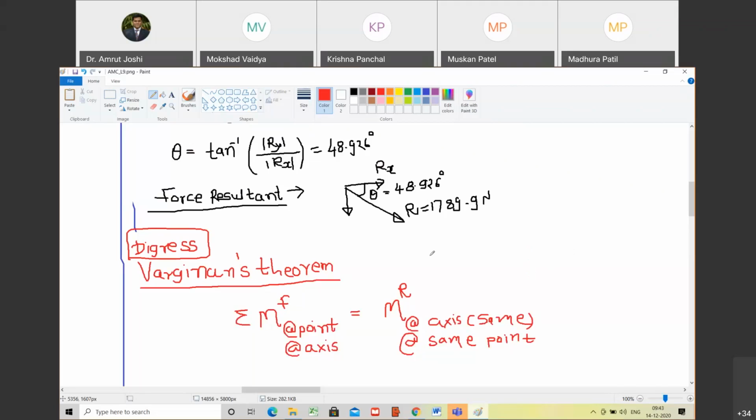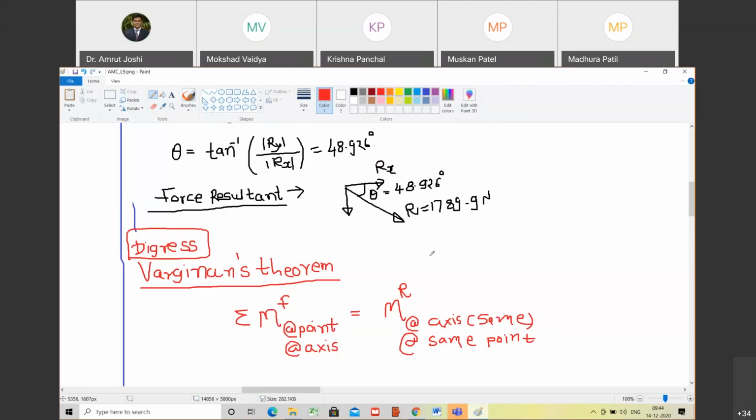Yeah, go ahead. Sir, on the left hand side, we have taken individual forces at different points, and we have done the algebraic sum, right? Yes. So on the RHS, we have taken the resultant. So the point of application of the resultant force will be in the middle of the body or where else? No, wait.